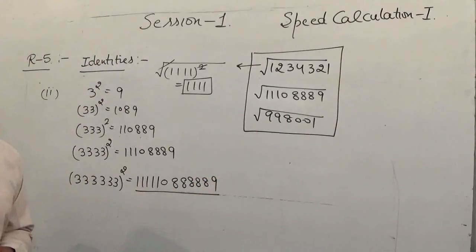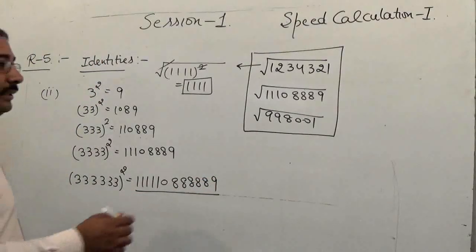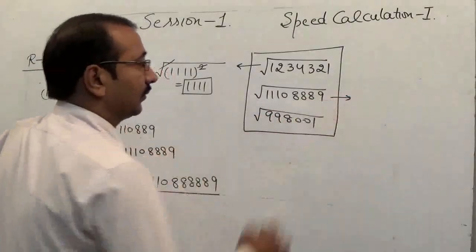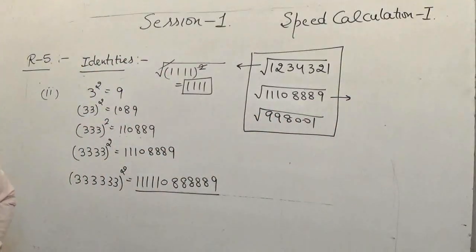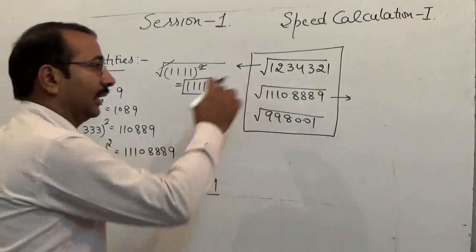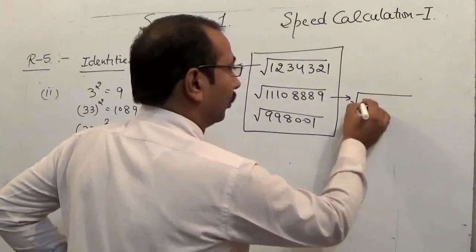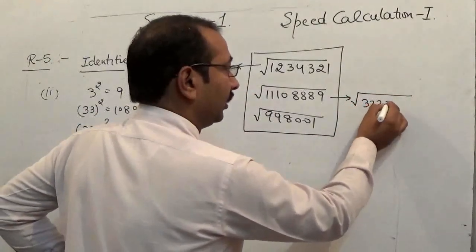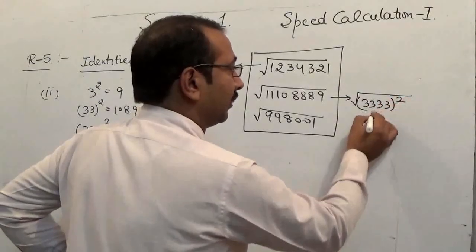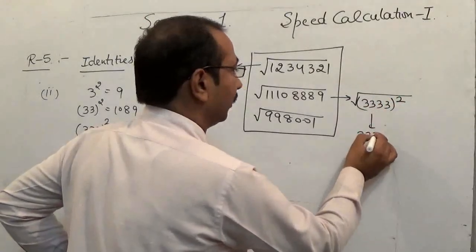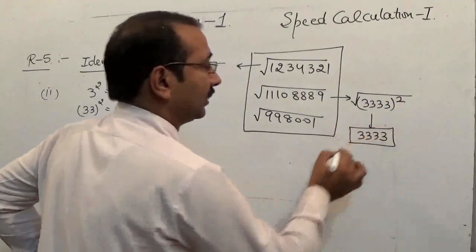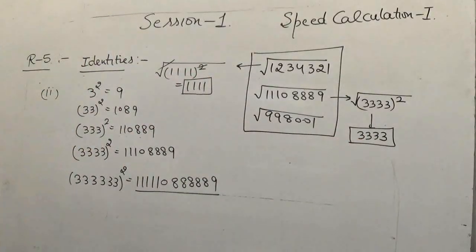That becomes my answer. So this identity can be applied in this question where it is asked from you, under root of 11110888 9. By looking at this question, I can take it as under root of 3333 whole square. My answer is 3333. That becomes my answer. So that is the second identity, based on similar lines, when we have to find the square of any number containing all 3s.